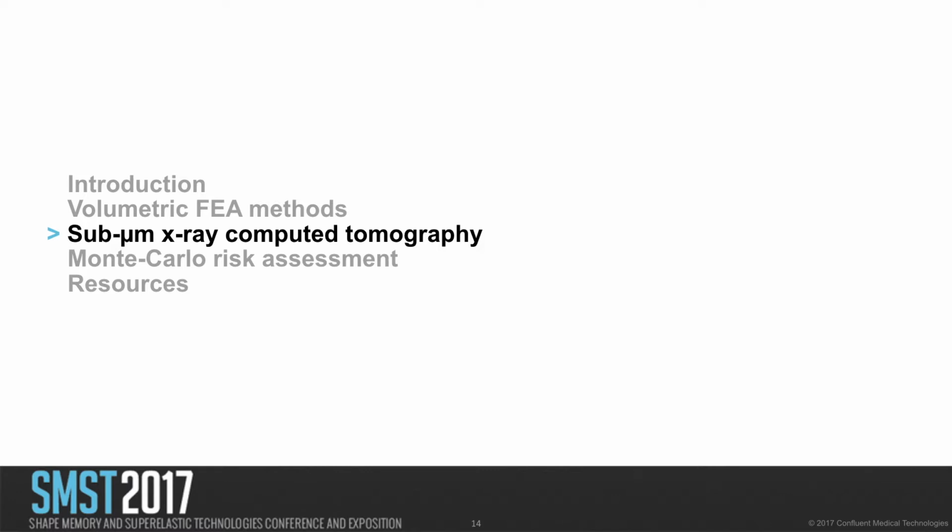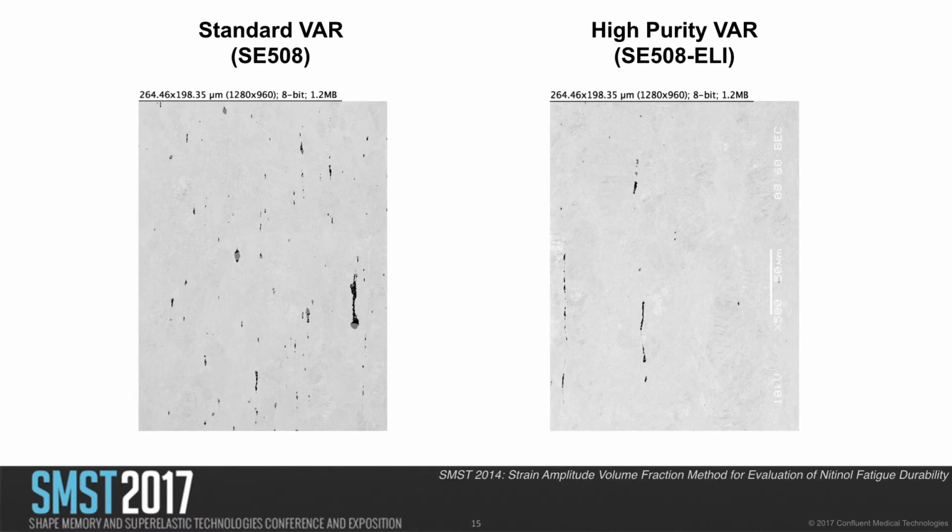Okay, so now we've got the FEA toolbox that we need, and we're going to move on to looking at the material itself with some novel methods. So we're going to talk about sub-micron X-ray computed tomography, which has been a lot of fun for us to explore. What we're looking at here is the typical way that we usually look at inclusions in material, which is standard metallographic techniques. We take a sample, we cross-section it, we polish it, and we look at it with either light microscopy or backscatter scanning electron microscopy, as is the case here.